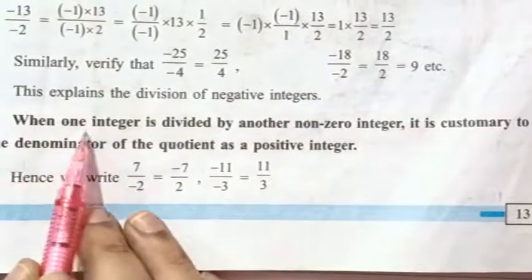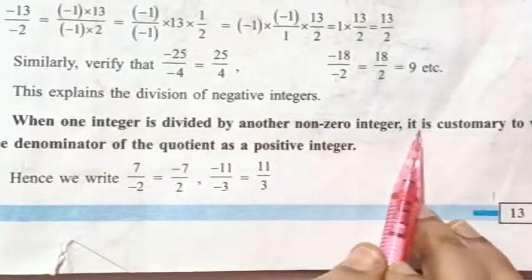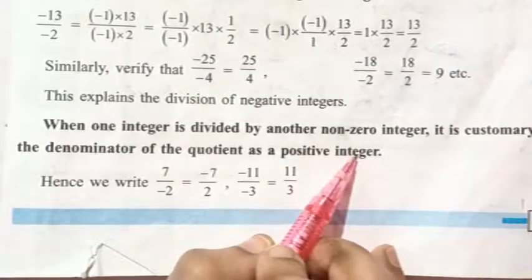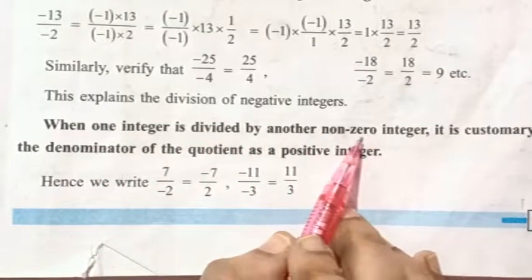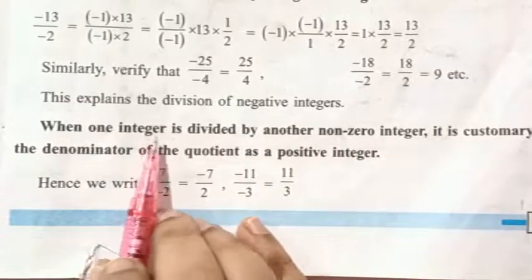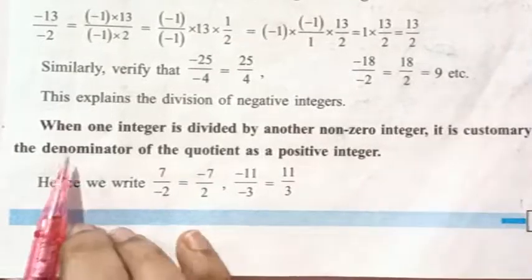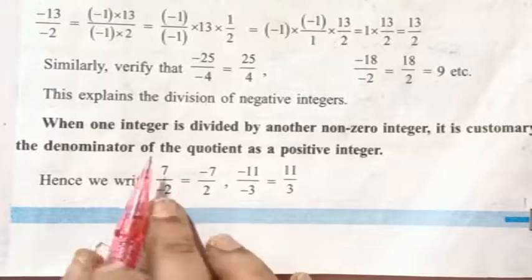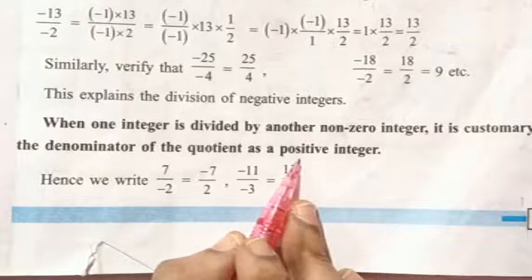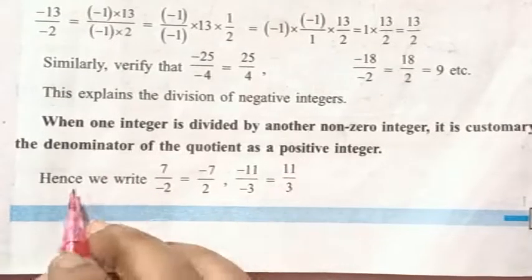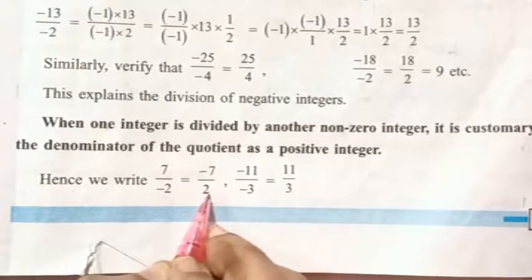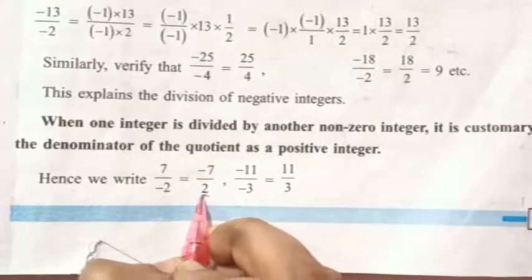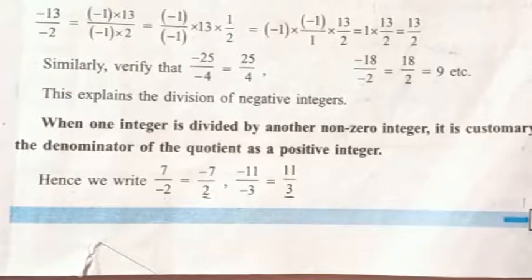Now see the last one: when one integer is divided by another non-zero integer, it is customary to write the denominator of the quotient as a positive integer. Non-zero means it is not zero, it is some other integer. Customary means compulsory. The denominator should always be positive, never negative. If it is negative, you have to convert it first. Hence we write 7/-2 is equal to -7/2. We made the denominator positive and the numerator negative. Here both sides were negative so we made it positive. Remember, the denominator should always be positive. It shouldn't be negative.